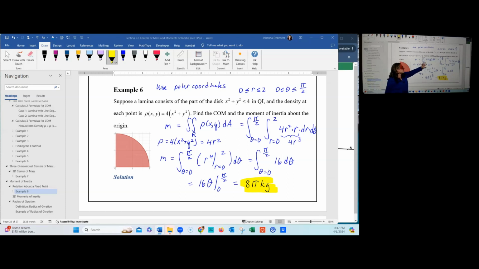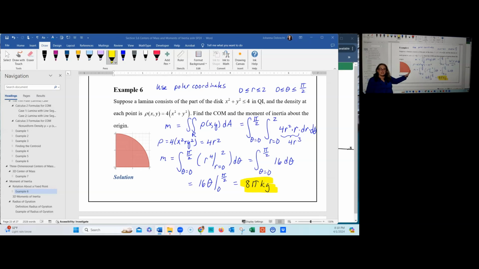To find the mass, I integrate the density function over that region. So 4r squared is the density function, but the polar coordinate differential is r dr d theta. So that gets me 4r cubed. So when I integrate, I get 4r to the 4th divided by 4, just r to the 4th, evaluated from r equals 0 to r equals 2, which just gives me 16 as my new integrand for the theta integral. And then when I integrate, 16 theta from 0 to pi over 2 gives me 16 times pi over 2, or 8 pi kilograms.